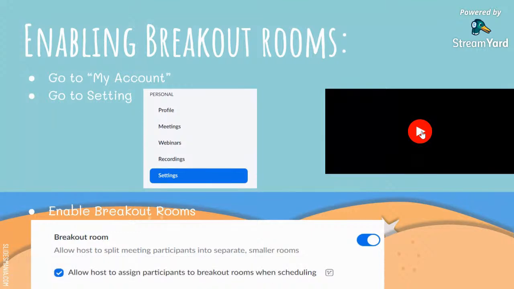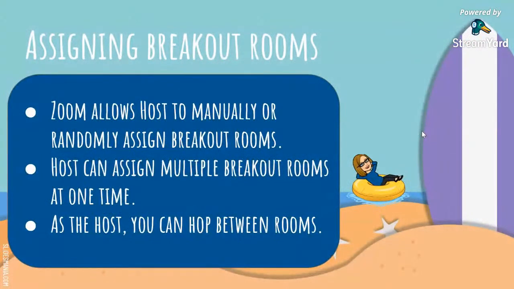Again, you have to enable the breakout rooms in your settings in order to even see the feature. So if you go into a Zoom meeting and you're like, I don't even see a button that says breakout rooms, that's because you haven't enabled it yet. So you would have to go to your account, go into settings to enable those breakout rooms. Very simple. It's literally clicking the little blue button, but you do have to do that first in order to use that feature.